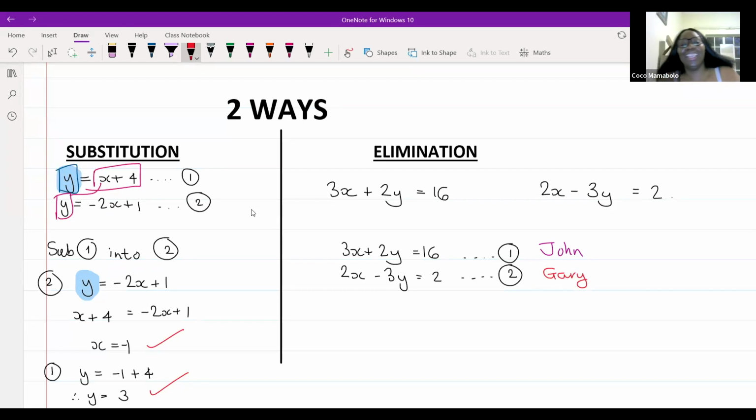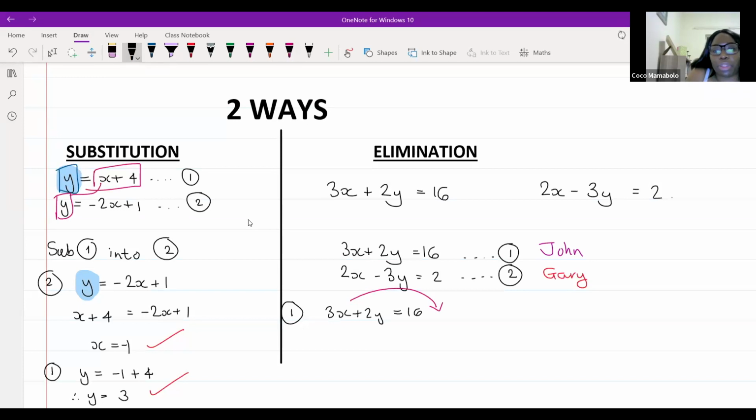Okay, so here's what we're going to do, guys. I know that if I have to now make one of these the subject of the formula, let's say, for instance, we take equation 1, and we want to make y the subject of the formula. I'm going to get 3x plus 2y is equal to 16. I'm going to move the 3 over to the other side.